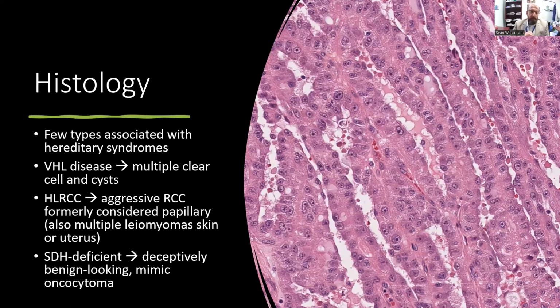Those are some of the most common histologic subtypes, but just a few other things that come into play when we're talking about the histology is that a few of the tumor histologies are associated with hereditary syndromes. You may know of von Hippel-Lindau disease or VHL disease. With that syndrome, patients have multiple clear cell renal cell carcinomas, also cysts in the kidney, also some tumors of other organs.